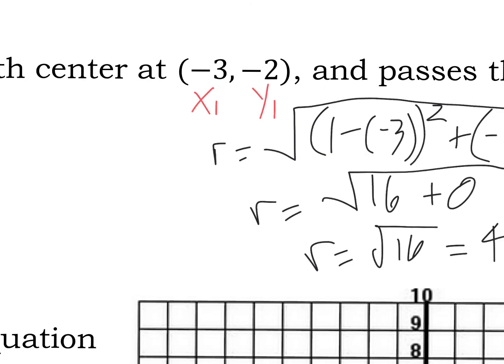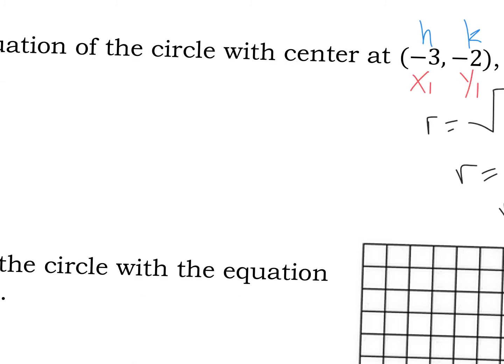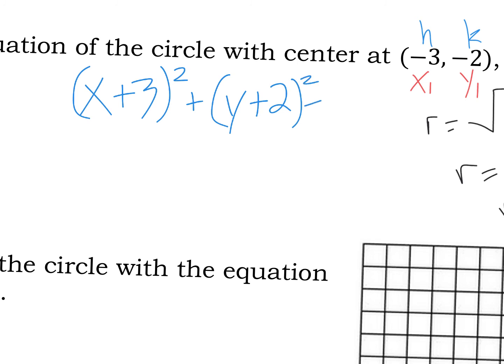And then take that center point, label it as your h and k. And so the equation will be x, flip the sign, plus 3 squared, plus y, flip the sign, plus 2 squared, and then that'll equal r squared, 4 squared, or 16.